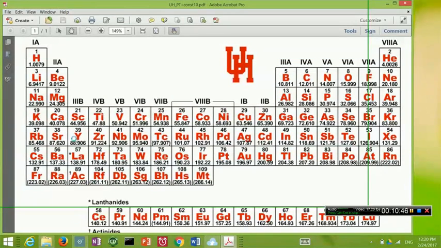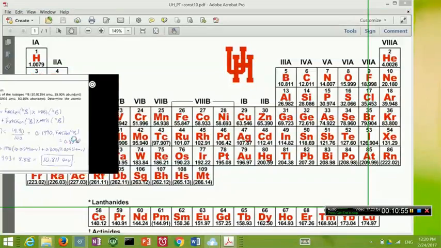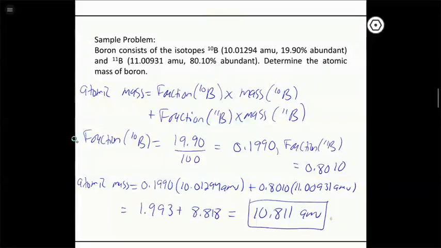Because anytime you have one of these elements, in most cases it's going to be a collection of 2 or more isotopes, and when you want to use the mass of that element, you want to consider the weighted average of all those isotopes. Okay, so that's how we do it to calculate it.